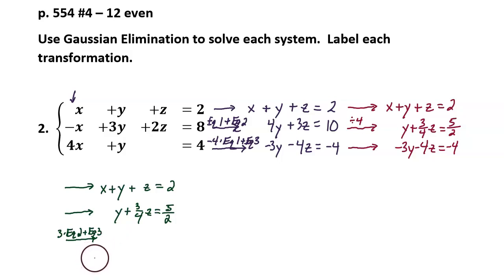Let me vocalize that step by step. 3 times y is 3y. 3y added to -3y is eliminated. 3 times 3/4 z is 9/4 z. 9/4 z added to -4z makes -7/4 z. 3 times 5/2 is 15/2. 15/2 added to -4 makes 7/2. Now we've created row echelon form.